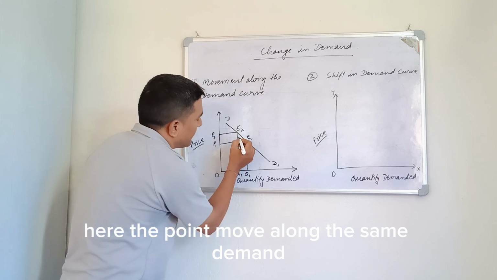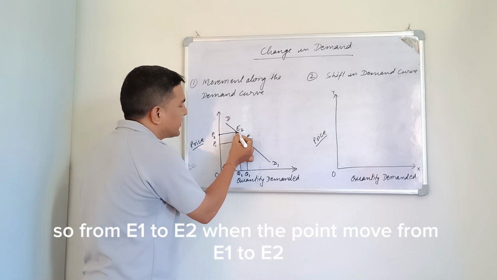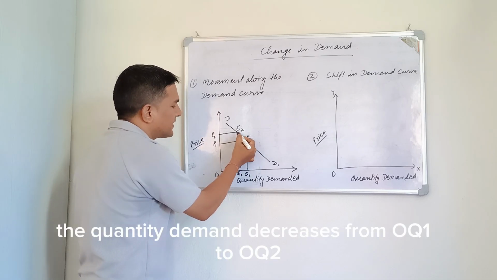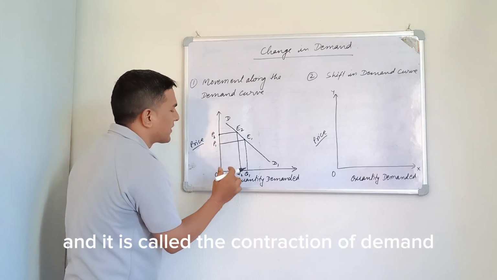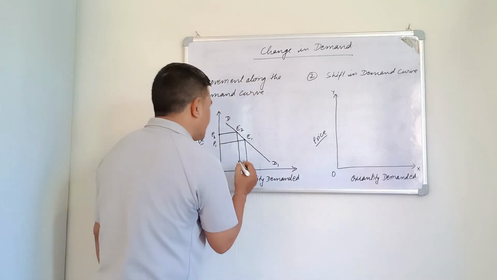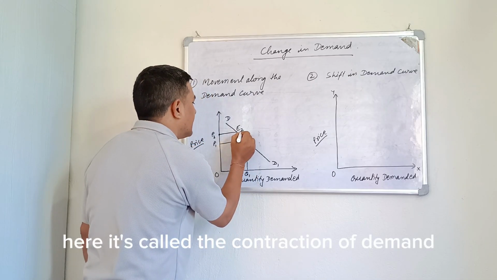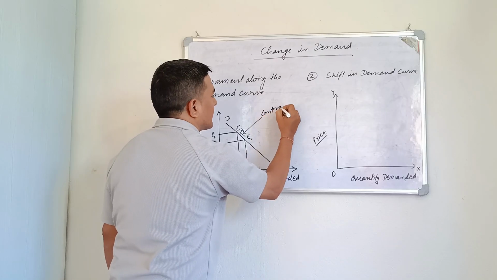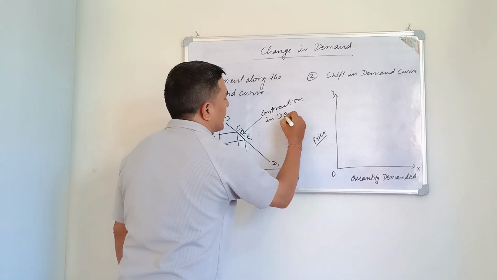Here, the point moves along the same demand curve from E1 to E2. When the point moves from E1 to E2, the quantity demanded decreases from OQ1 to OQ2, and it is called the contraction of demand.